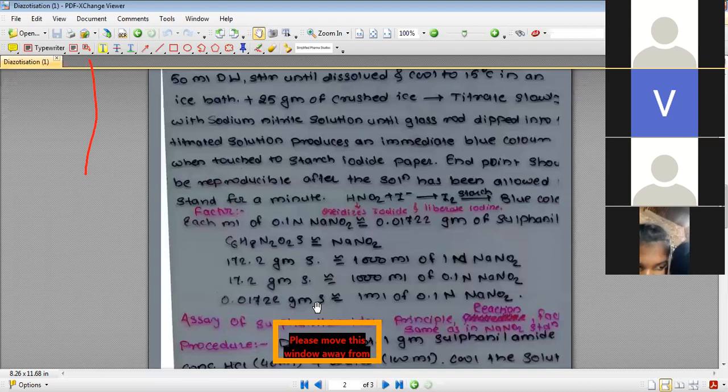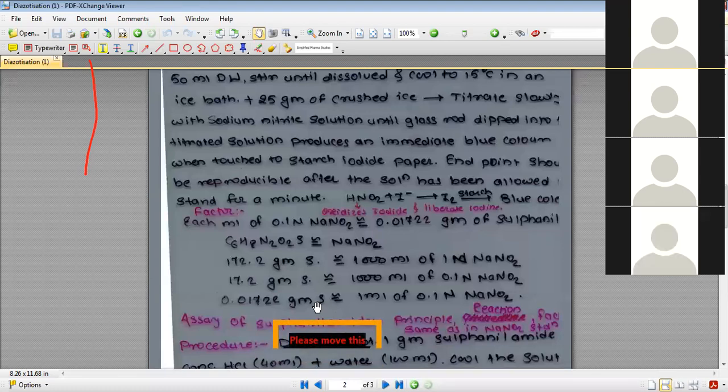Last is the application part of diazotization titration. What is the main purpose of diazotization titration? In diazotization titration, we convert the primary aromatic amine into a diazonium salt, and this diazonium salt is particularly used for the synthesis of dyestuffs. The next basic application is quantitatively analyzing drug substances that contain primary aromatic amines.